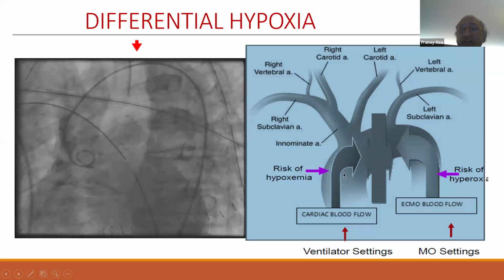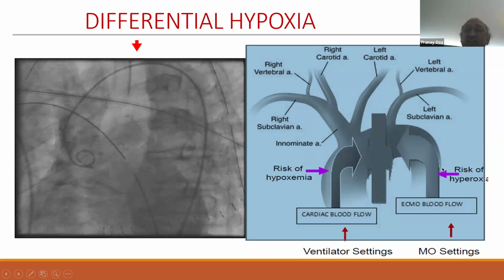So your coronaries and your right brachiocephalic are going to get blood mainly from the native circulation, while the rest of the body is going to get blood from the ECMO circulation. So if your lungs are not good, then your right brachiocephalic and your native circulation, the coronary circulation, is going to be a bit hypoxic, while the rest is going to be hyperoxic.